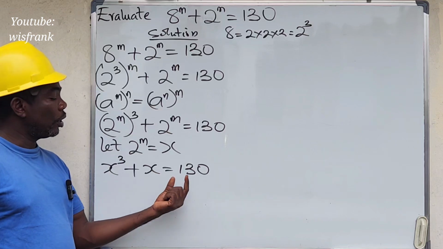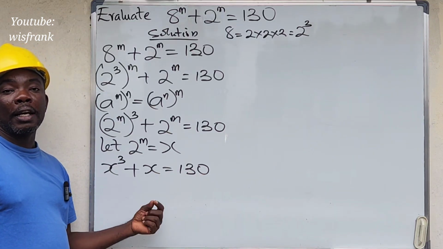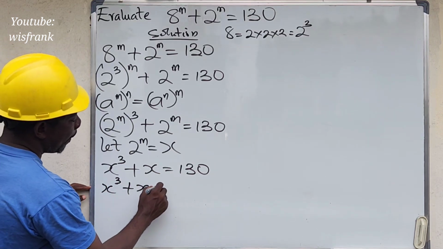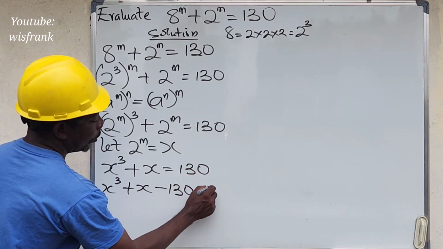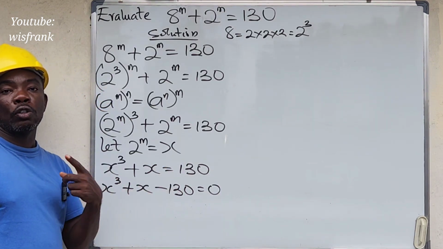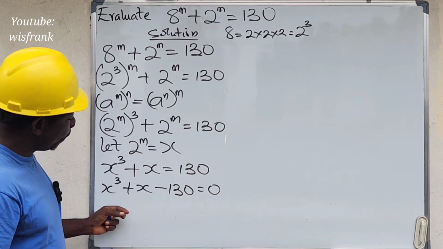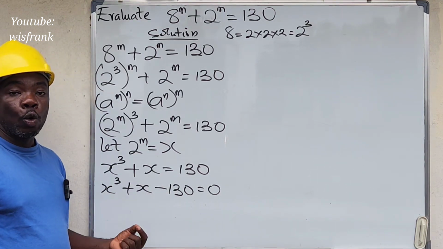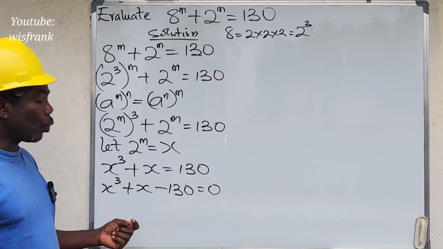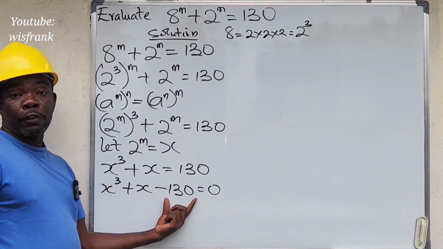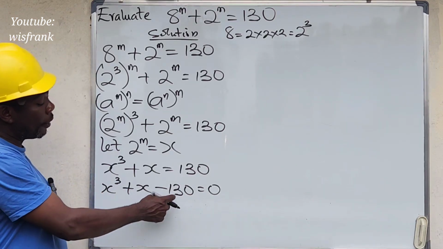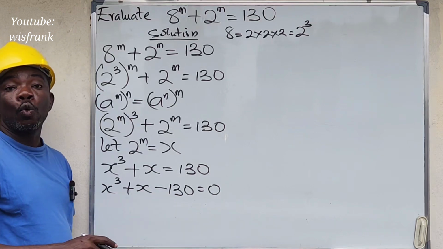So what we are going to do is transpose the constant to the left hand side. So this will become x to the power of 3 plus x minus 130 equals 0, because 130 crossing the equality sign will turn to minus 130. This is a polynomial equation where the highest power of x is 3, so you call it a cubic polynomial equation. We are going to find the factors of this 130, in the sense that when we substitute a factor, all these added together will become 0.